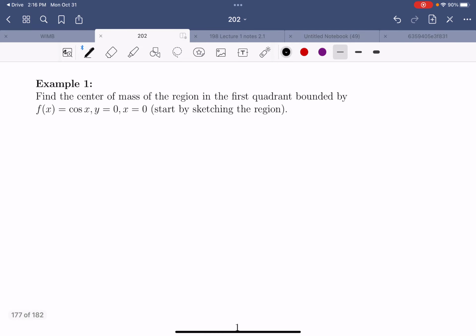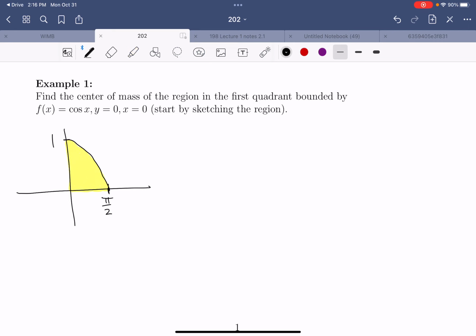So to find the center of mass of the region in the first quadrant bounded by cosine, y equals 0 and x equals 0. If we start by sketching the region, cosine starts at 1, and it hits 0 down here at pi over 2. Cosine is 0 at pi over 2. So we're talking about this area. We want to find the center of mass of the plate that looks like this.